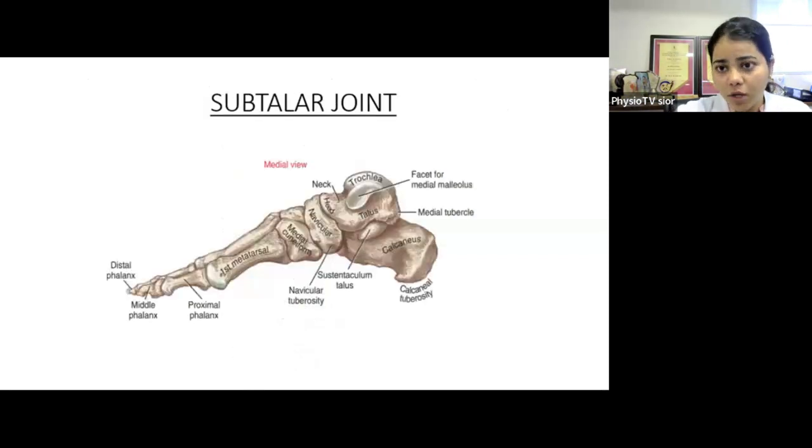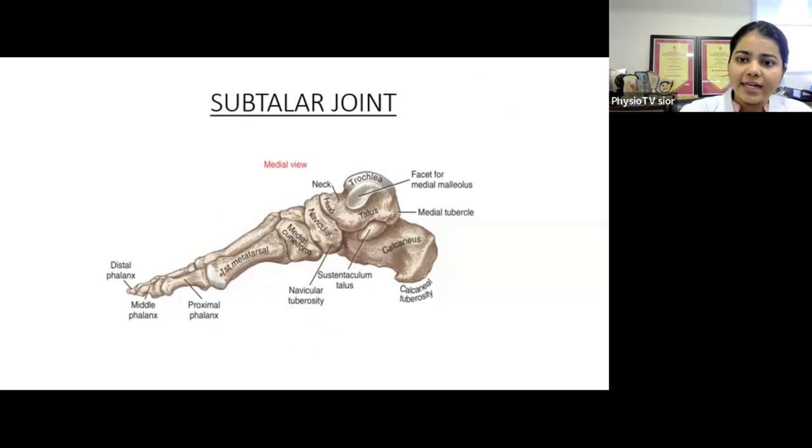So this was all about the ankle joint. The next joint we're going to talk about is the subtalar joint. Now the subtalar joint is also called the talocalcaneal joint, and it is one of the most important joints because it produces your pronation supination movements, which are required when you want to dampen forces when you are walking on uneven terrain. So we'll first see what the articulation is.